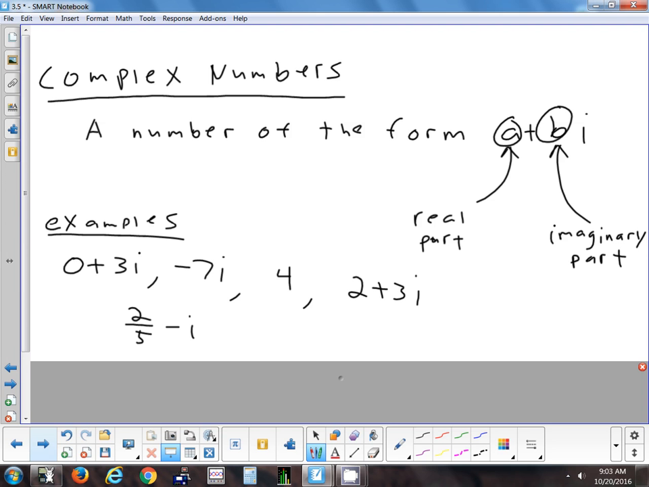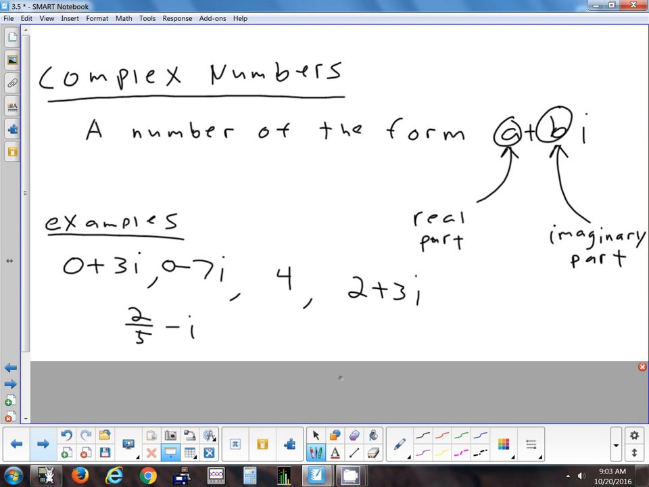How about -7i? What's the real part? No, because there's an i next to it, so that's not the real part. 0. Right? It's the same as this one. Think of it as 0 minus 7i. The real part is 0. Imaginary part is -7.